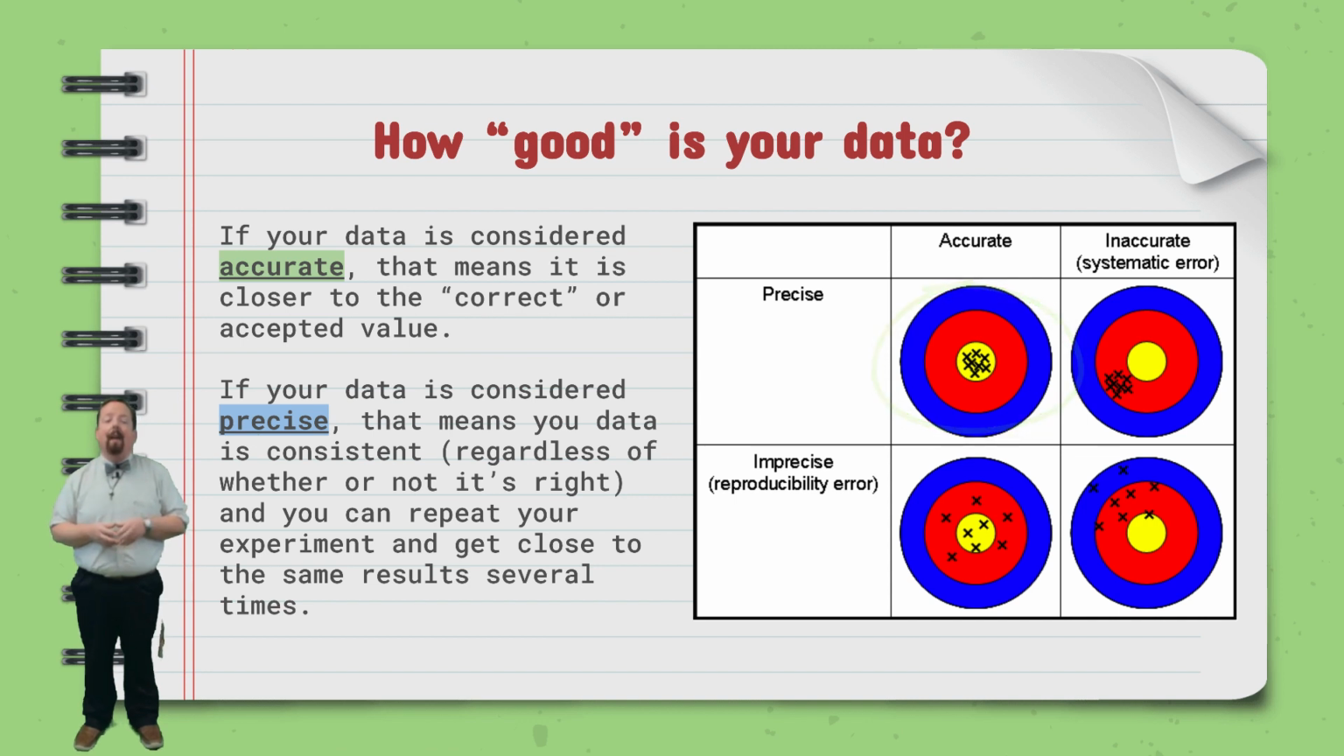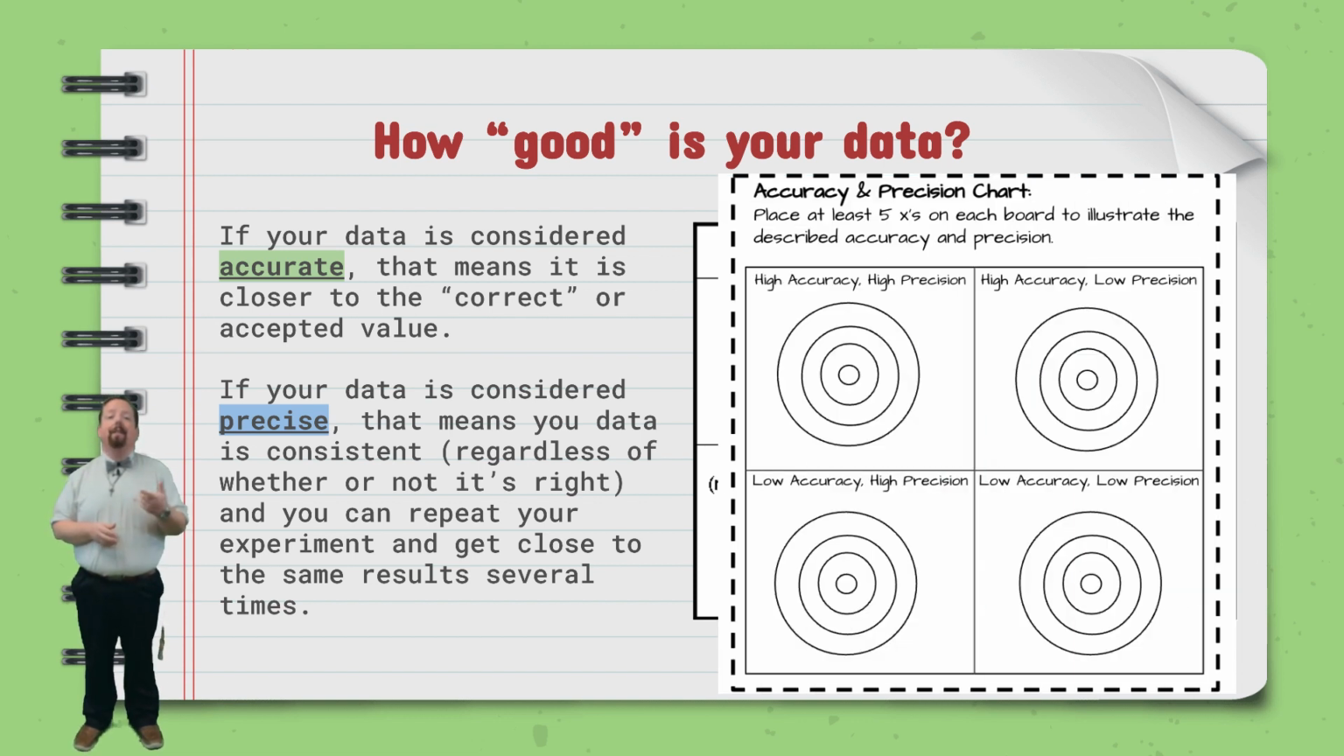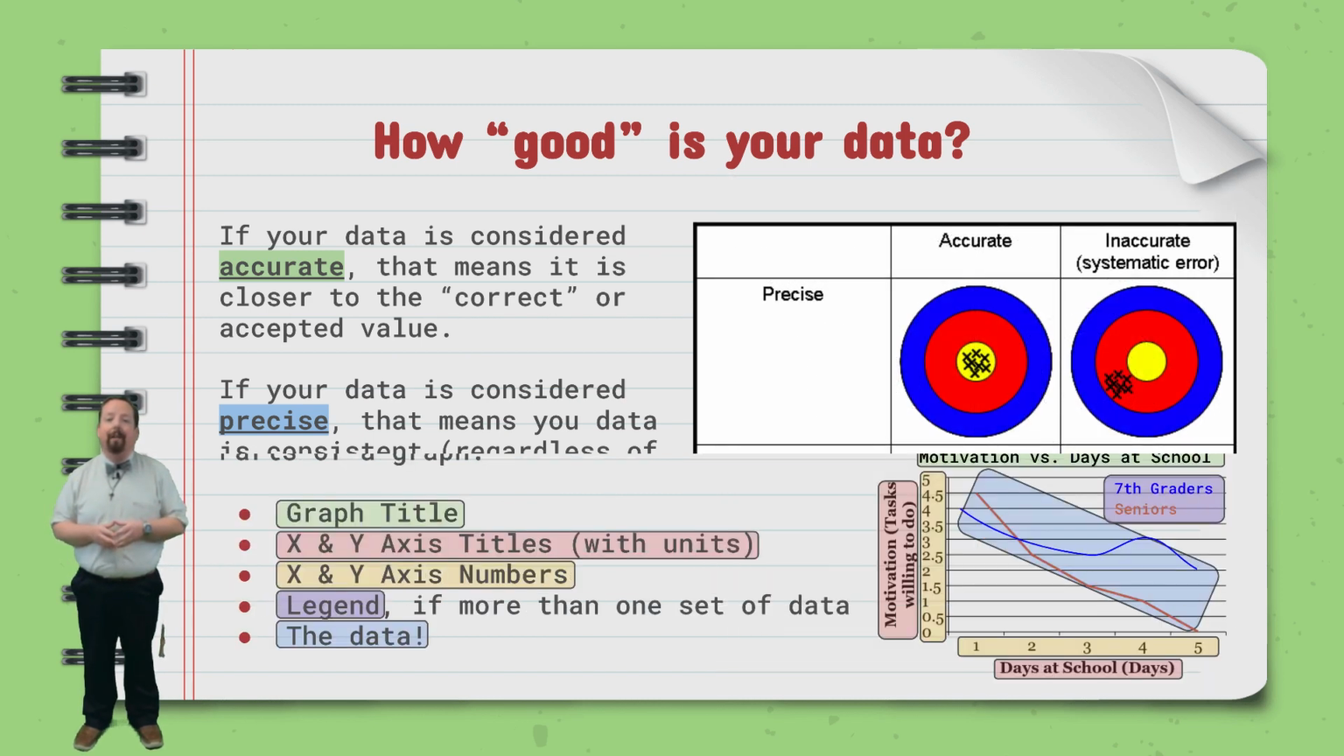Data can be both accurate and precise, where it's correct and you get the same answer multiple times. It can be accurate but not precise, where the average of the data is close to the correct answer, but your data points might be far apart from each other. Data can be precise but inaccurate, where you get the same results over and over again, but they're not correct. Or it could be neither, where it doesn't average out to the correct answer, and the data points are far apart from each other. Now's a great time to glue in your accuracy versus precision chart and draw X's on it like the one on the chart shown here.